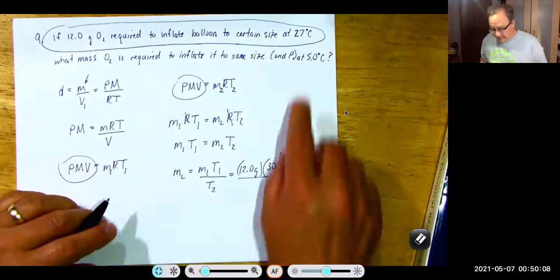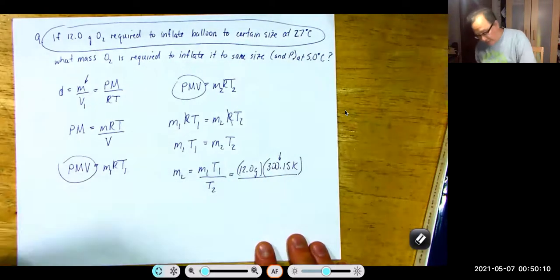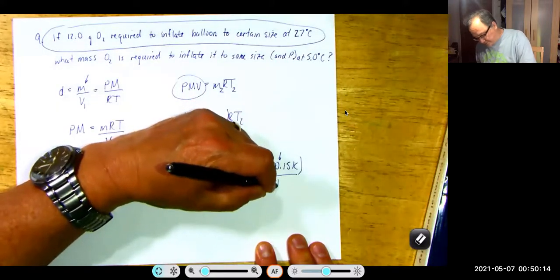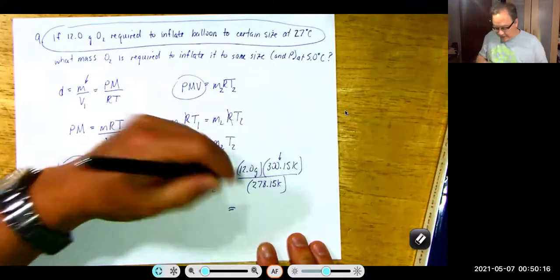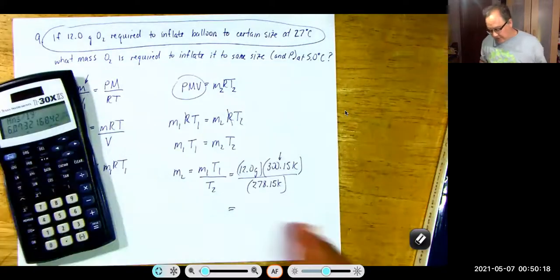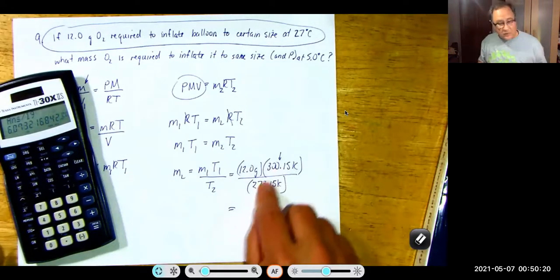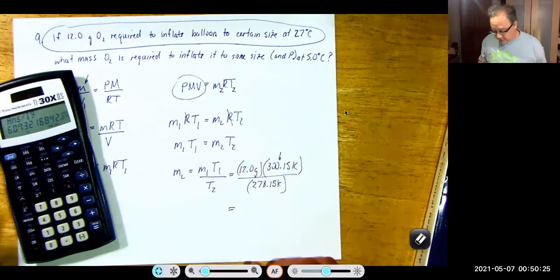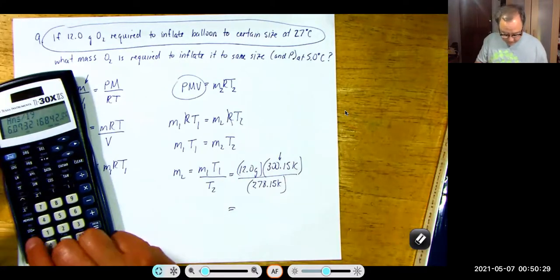And what is 5 degrees Celsius? Well, 273 plus 5 is 278.15 K. Okay, so what is my answer going to be? Clearly, this is a little bit more than 1. 1 times 12 is 12, so the answer might be 13, 14, something like that. So let's see what it is.